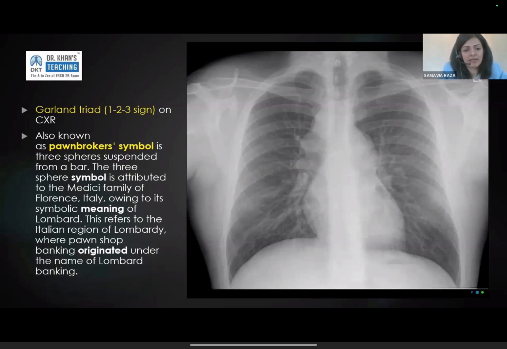The pawnbroker sign is a type of banking that the Medici family came up with in Florence. So that's why it's called that sign. The pawnbroker is actually the Medici family, and the symbol is the three gold rounded opacities.